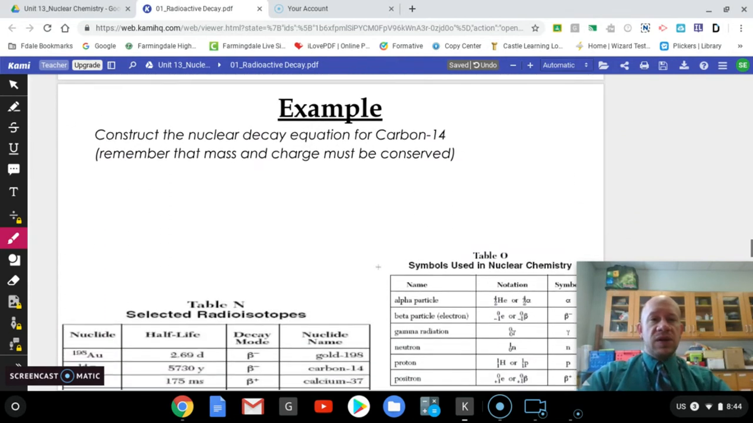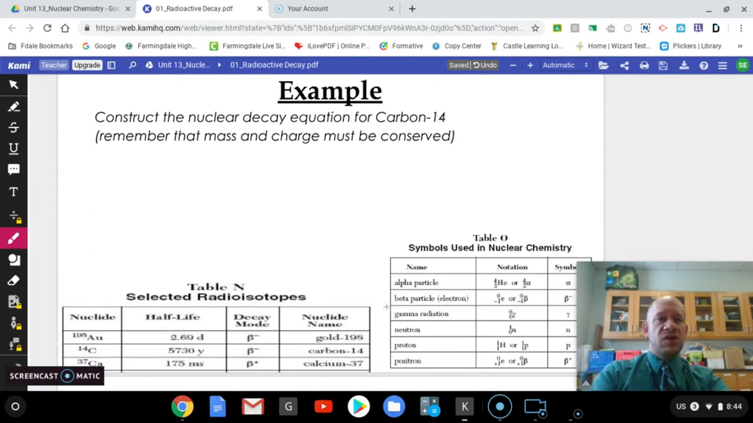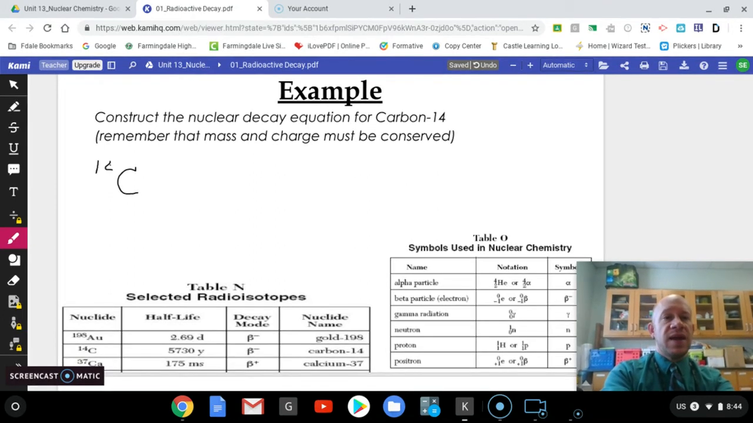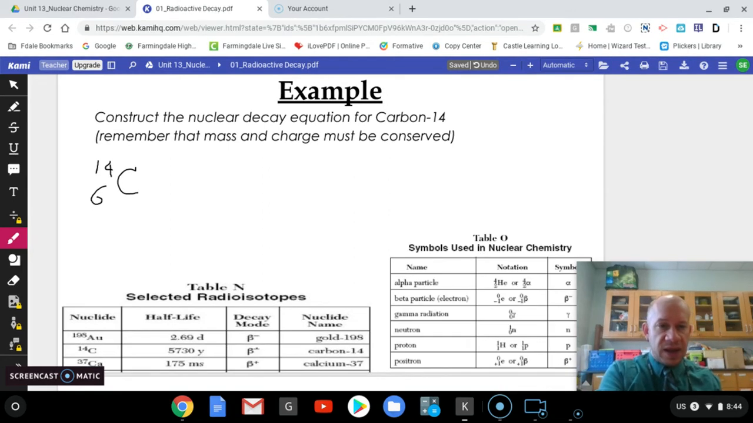For example, construct the nuclear equation for carbon 14. Remember that mass and charge must be conserved. The first thing you'll do is write your isotope symbol. Carbon 14 has a mass of 14, and it will have 6 protons. Now we have to look on Table N. If we look here on Table N, we have beta minus decay. On Table O, we're going to match up the symbol here. Here is my beta negative particle.